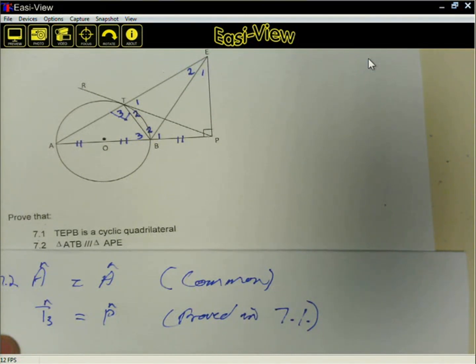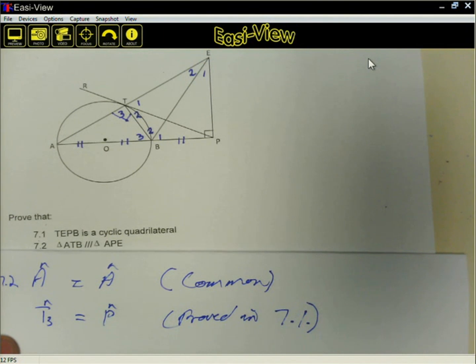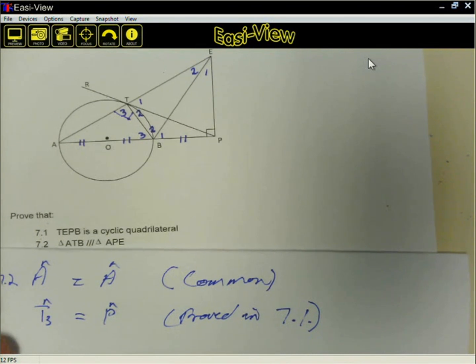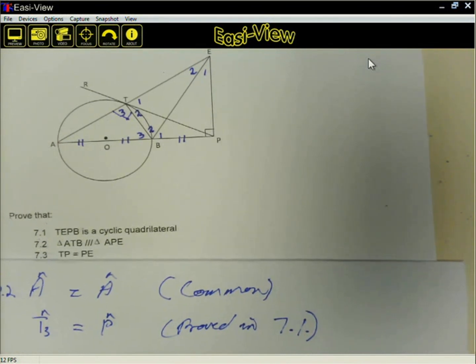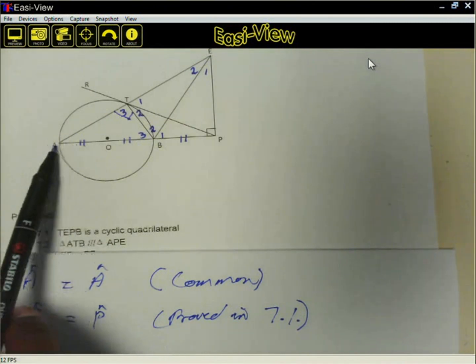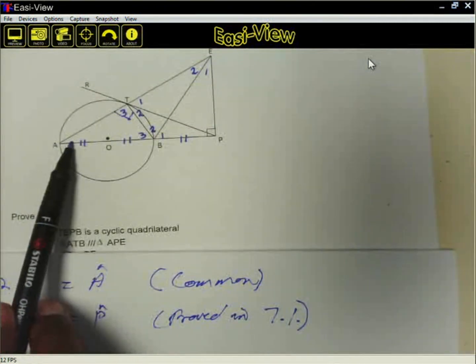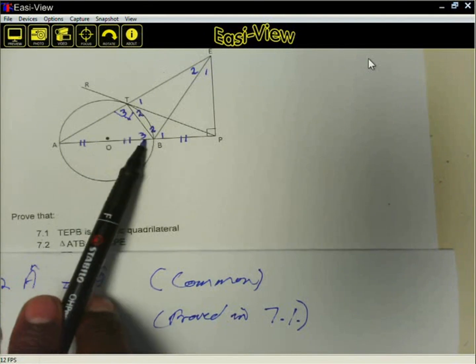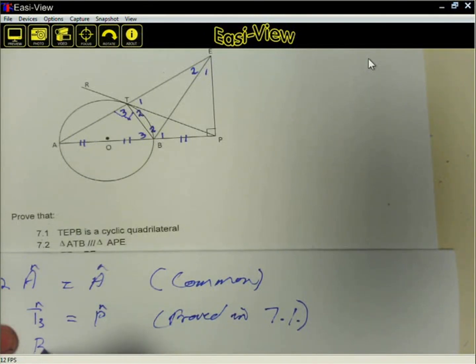Or you can say T3 is equal to P, exterior angle of a cyclic quad is equal to the interior opposite angle, because we have proven that TEPB is a cyclic quad. So T3 is equal to P. So in triangle ATB, we have talked of angle A, we have talked of angle T3, we are left with angle B3. We haven't yet talked about angle B3.